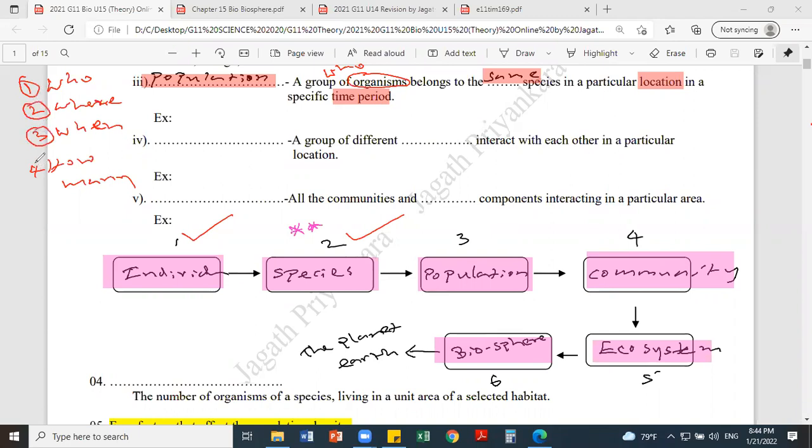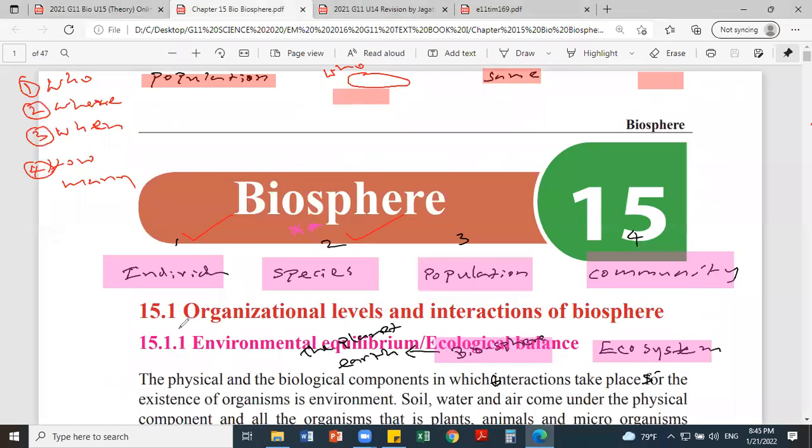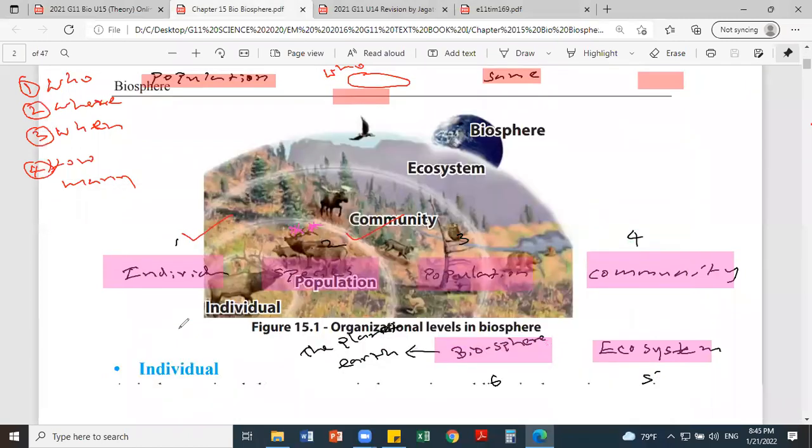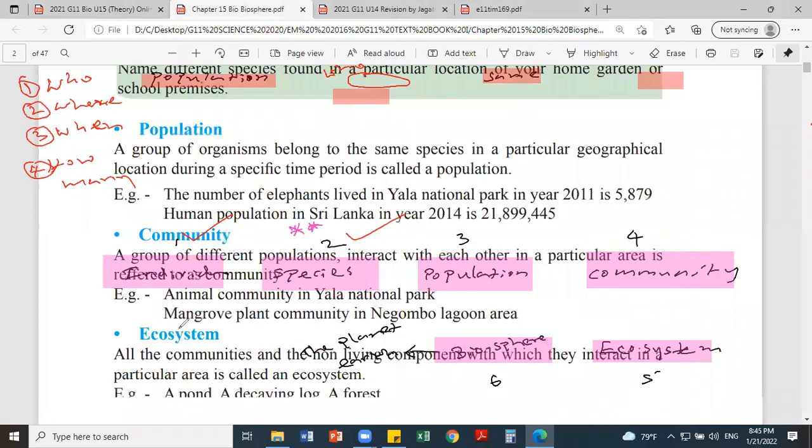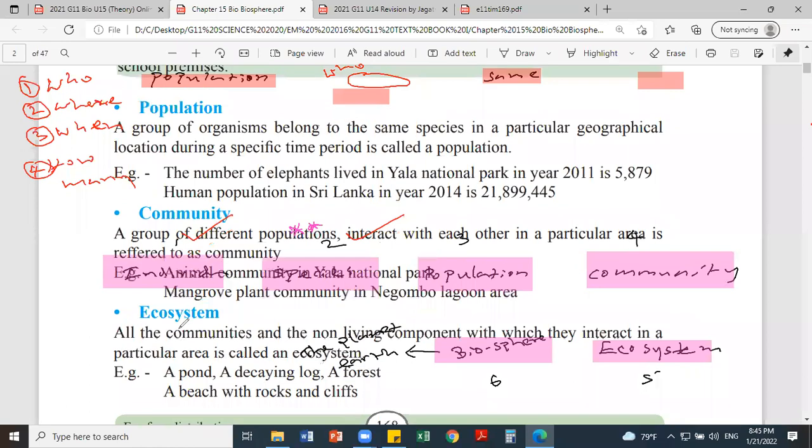Let's see whether it matches with one of the examples given in the textbook. We will write the example. You can write the textbook example or any other example, no issues. Look at the screen, the textbook one. Who? Elephants. Where? Yala. When? 2011. How many? This much. You get the answers to all this. If you miss one of these, there are no marks for that example.